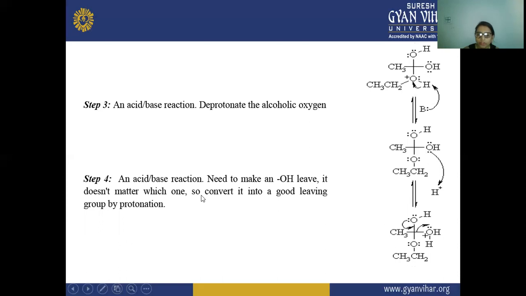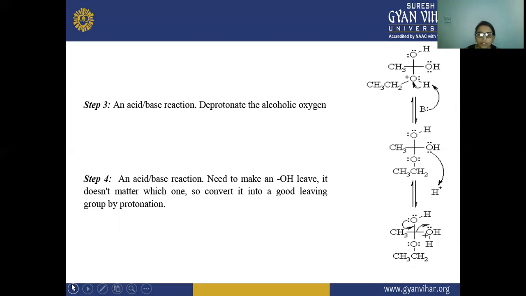It does not matter which one, so convert it into a good leaving group by protonation. By the protonation, when this H positive is reacting with this OH, there is a leaving of this OH group from here. Either this can leave from here, or this can leave from here. And here this H positive will react with this OH and there is a formation of this water molecule. You see here, this is the formation of this water molecule.